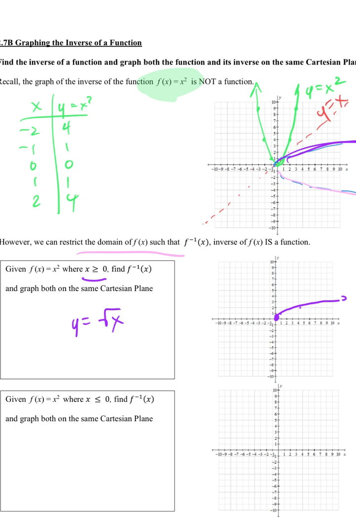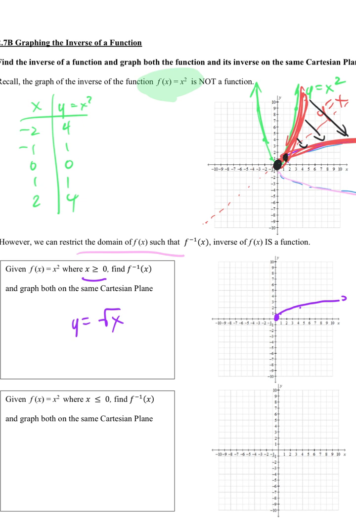Agreed? Is that a function? Yes. And where did that come from? That came from this part of the graph right here. No, it didn't. I lied. It came from this part, right? This part is being reflected over y equals x to get this. 0, 0 stays the same. 1, 1 stays the same because they're both on y equals x.